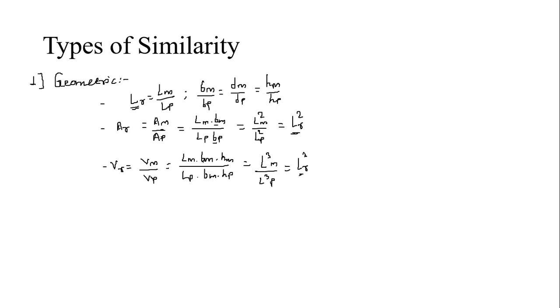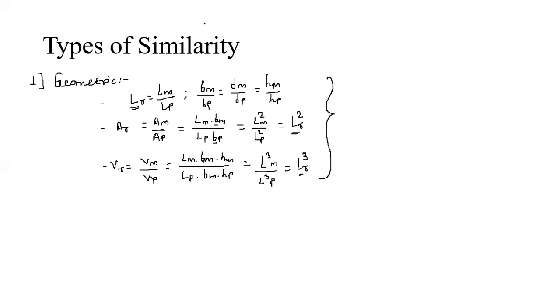We can write it is a cube of a length scale ratio. Here LR is LM by LP. LM by LP is there, but there is a cube, so I would like to write here as LR cube. It means that if there exists a geometric similarity between the model and a prototype, then in that case we can say that the scale ratios of the length, area and the volume are the same for that model and prototype. This is about the geometric similarity.